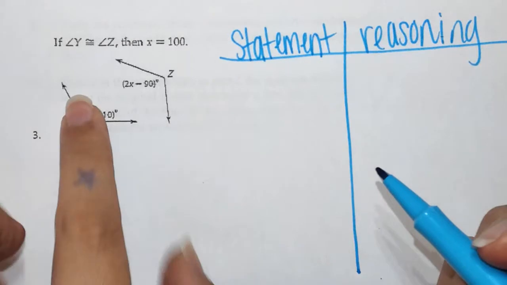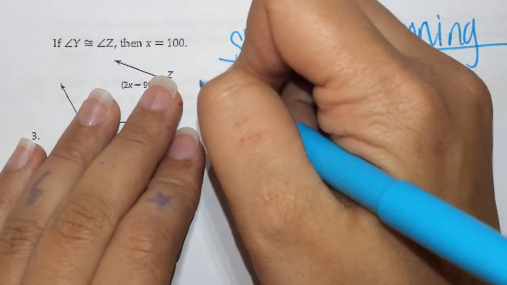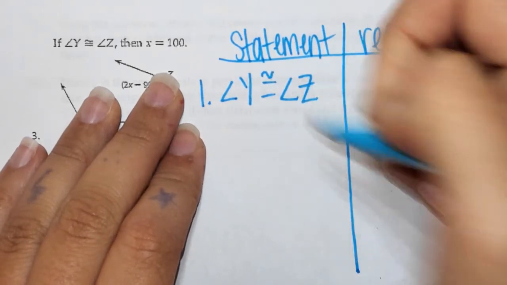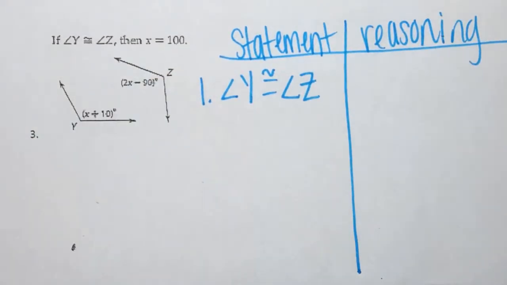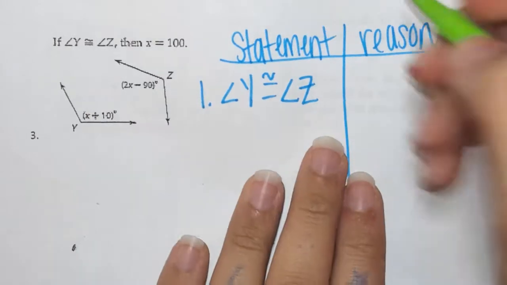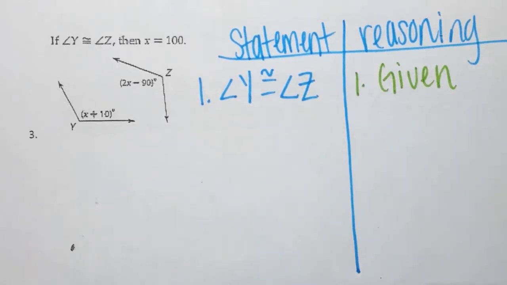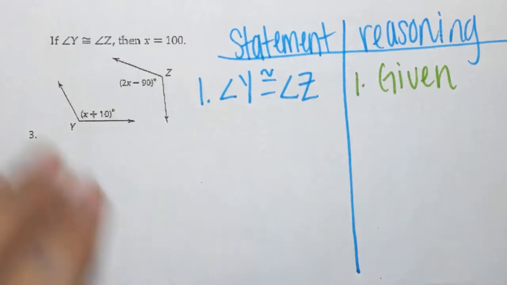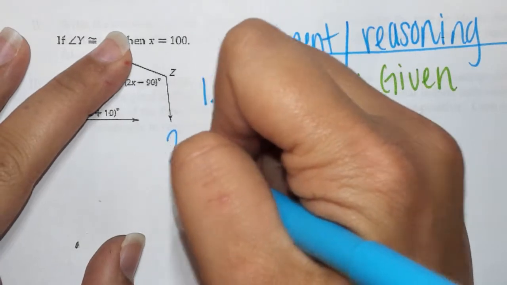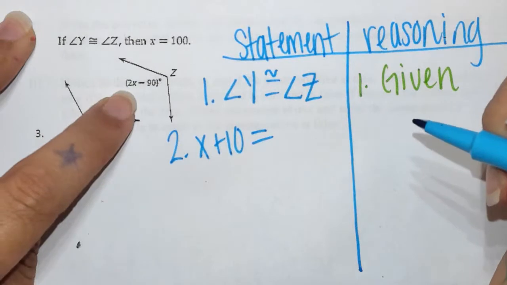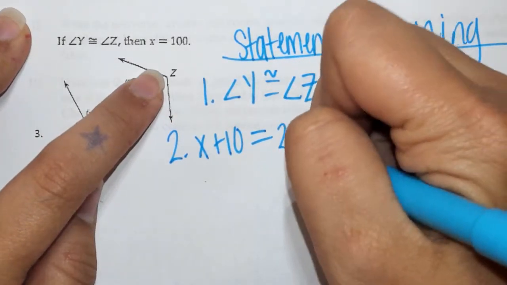Angle y is congruent to angle z. Yes. Kaylin, I see where you were going with that, but don't go there yet. So that's our given. Now, do we know what angle y is? Yes. What is it? x plus 10. So we would say that x plus 10 equals 2x minus 90.